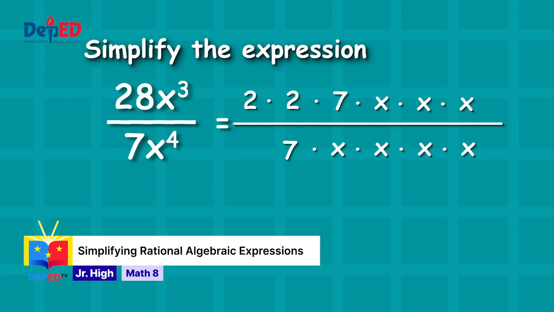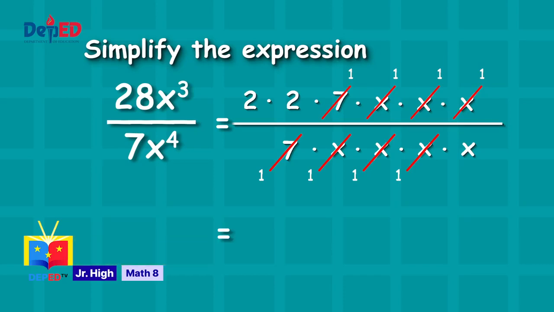We can see that there are common factors in the numerator and the denominator. And when we divide common factors, the result will be 1. Lastly, we multiply what is left, 2 times 2, which is 4, and write the denominator x. Hence, the expression can be simplified as 4 over x.